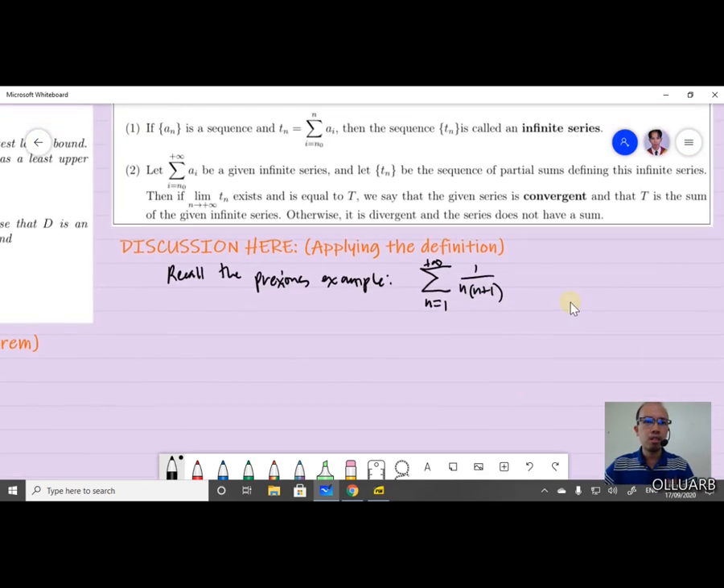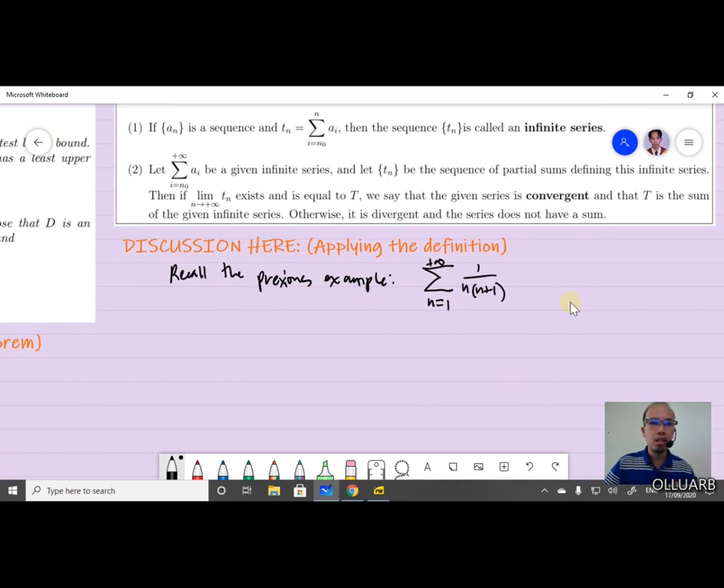Okay, and also I forgot to mention that this problem is an example of what we call a telescoping sum. Okay.